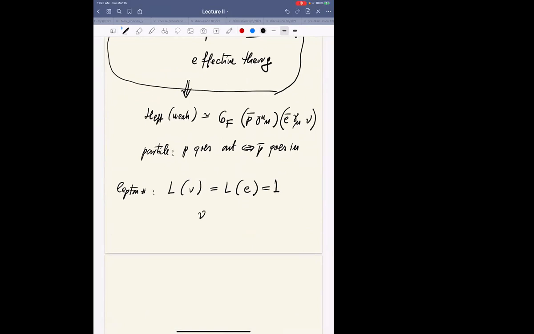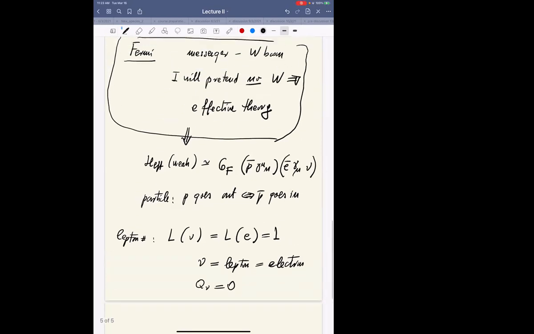A neutrino is a lepton, just like the electron. From the weak interaction point of view, there is no difference between neutrino and electron. Exactly the same particles. The photon knows that the electron is different from the neutrino because the charge of the neutrino is 0.